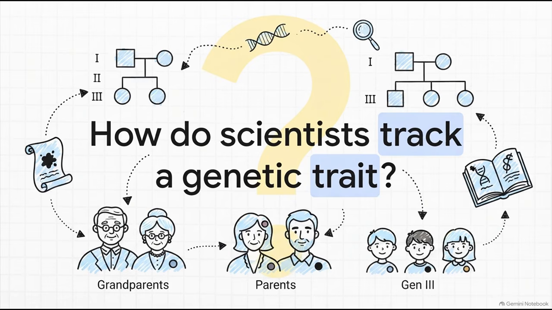I mean, really think about this for a second. How do scientists track a single genetic trait across centuries? How does a seemingly simple chart of shapes and lines predict a family's genetic destiny? It almost sounds like magic, right? But it's pure, elegant science. By the end of this explainer, you'll be able to look at a complex grid of symbols and read it like a gripping family biography.